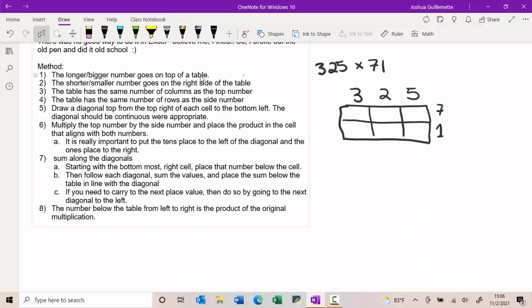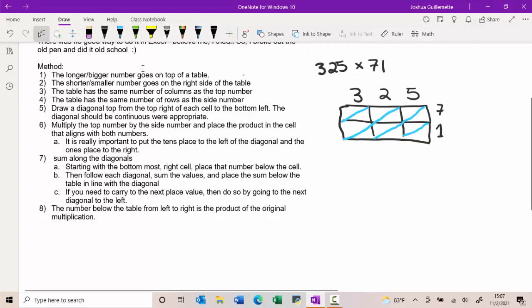Okay? Now, draw a diagonal from the top right of each cell to the bottom left. The diagonal should be continuous where appropriate. So I'm going to switch colors here. So from the top right of the cell to the bottom left is a diagonal like this. And we're going to make it continuous where appropriate. So you'll notice that this bottom left is this cell's top right. I'm going to do that for all of the cells, and you definitely want to do it for all of the cells.